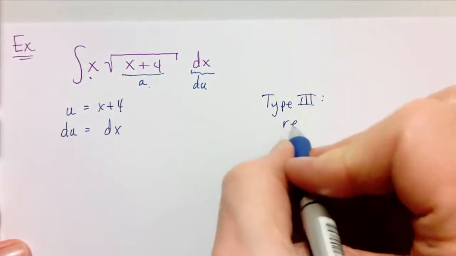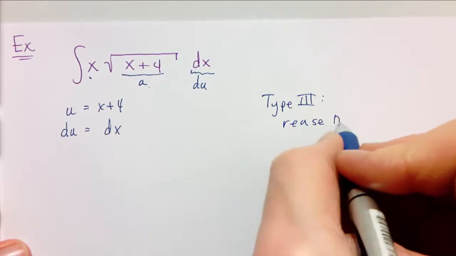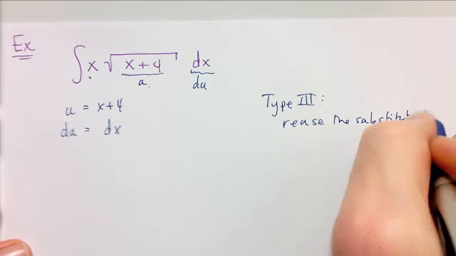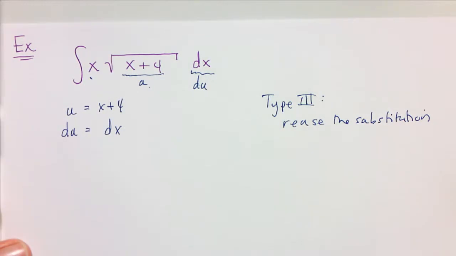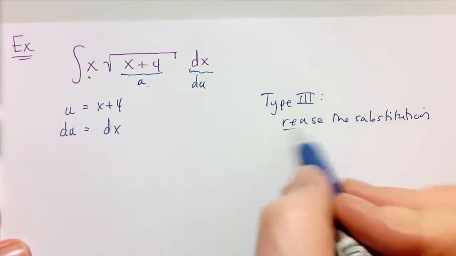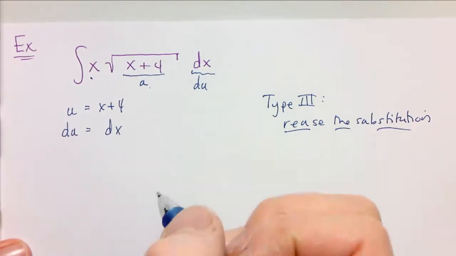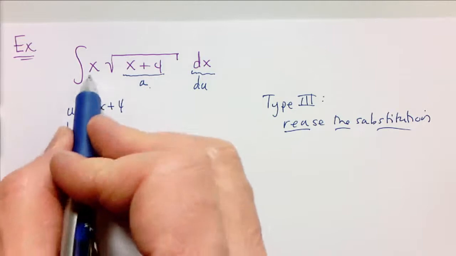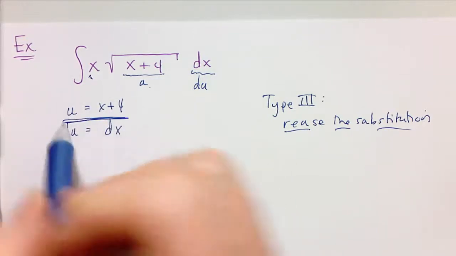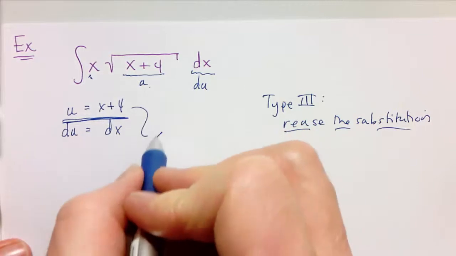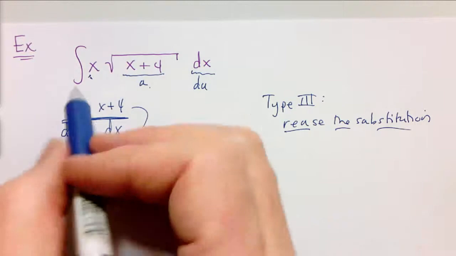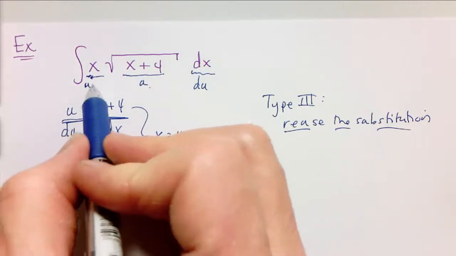Right? We have to reuse the substitution, in this case u equals x plus 4, in order to address other parts of the integrand. So we have to reuse the substitution. What do I mean by that? Well, I can write this x here in terms of u if I go to my substitution and solve for x. So I get x equals u minus 4. So this x right here I'm going to write as u minus 4.